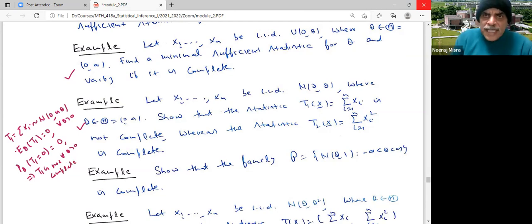Now, to show that T2 is complete, what you need to show is, what is the distribution of T2 by theta? T2 by theta is chi-square on n. So T2 is theta times chi-square on n. What does that mean? The PDF of T2 is 1 by 2 to the power n by 2, gamma n by 2.